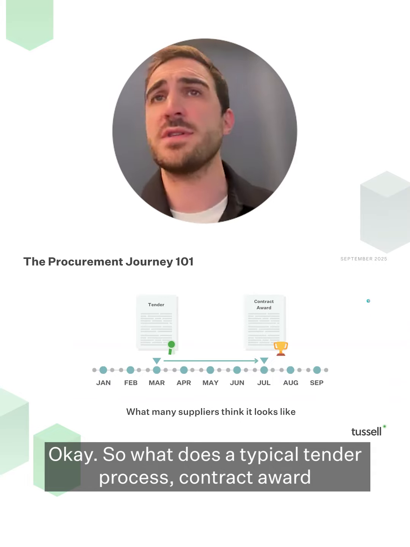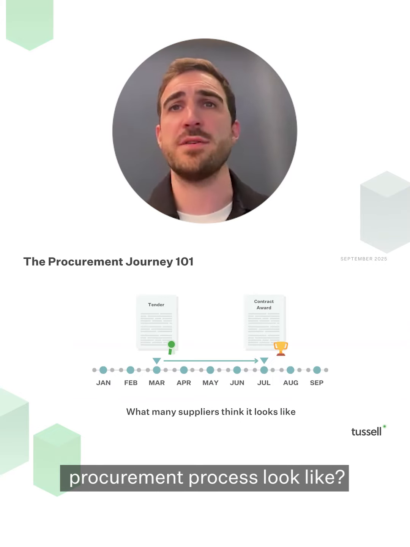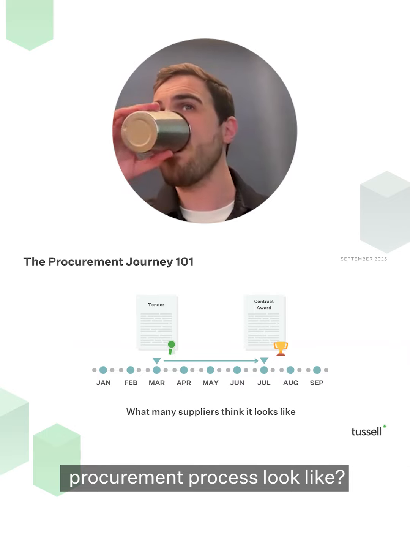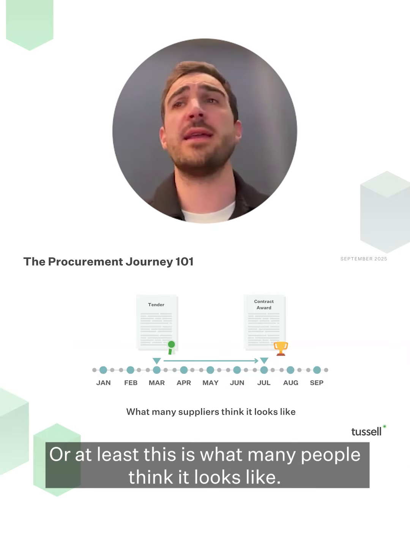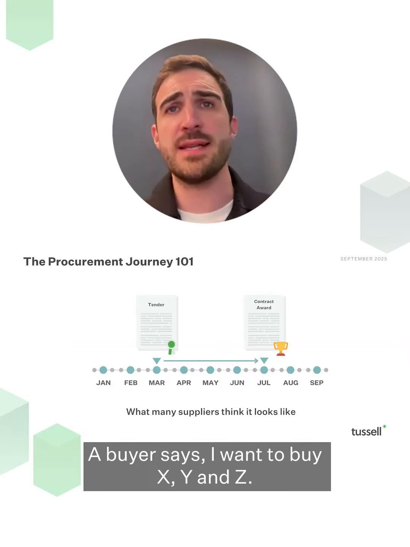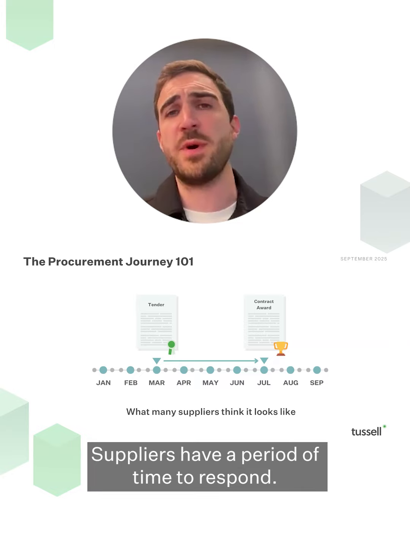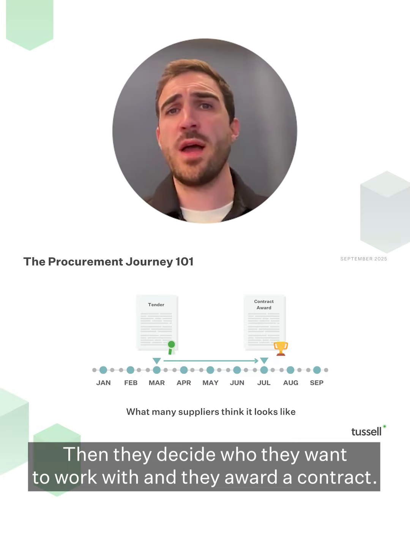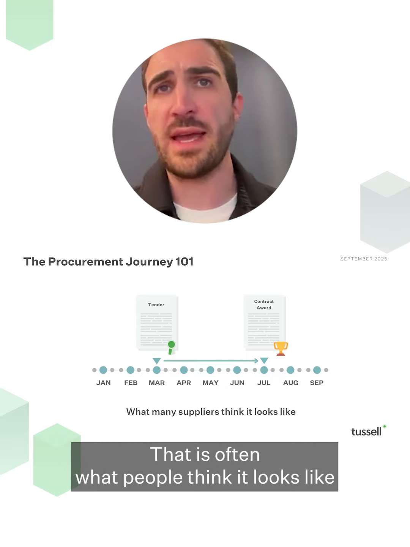Okay, so what does a typical tender process, contract award, procurement process look like? Well, this is it, or at least this is what many people think it looks like. It starts with a tender. A buyer says, I want to buy X, Y, and Z. They put out a tender process. Suppliers have a period of time to respond. Then they decide who they want to work with and they award a contract. That is often what people think it looks like.